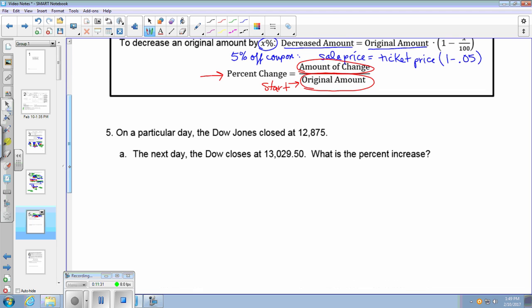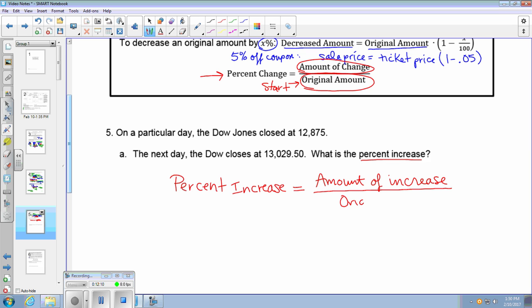All right, so number 5, on a particular day, the Dow Jones closed at $12,875. The next, or not dollars, but points, I guess. The next day, the Dow closes at 13,029.5. So we want to find what's the percent increase. So we're doing percent change. We want to find the percent it changed by. Again, the change is specifically going up, so it's an increase. So we want the amount of increase. We're just being more specific to this problem. And we want to find the original amount.